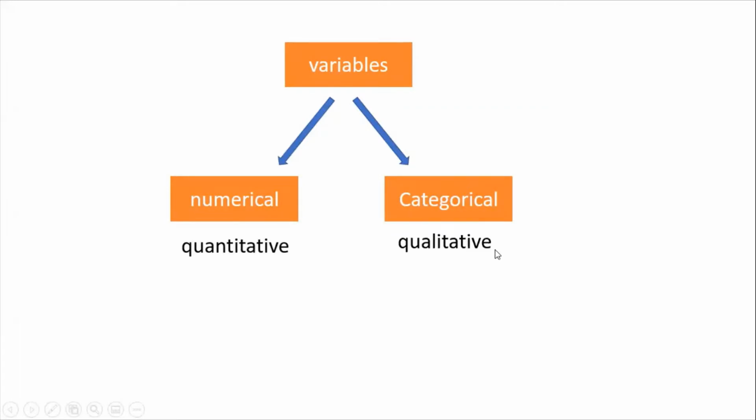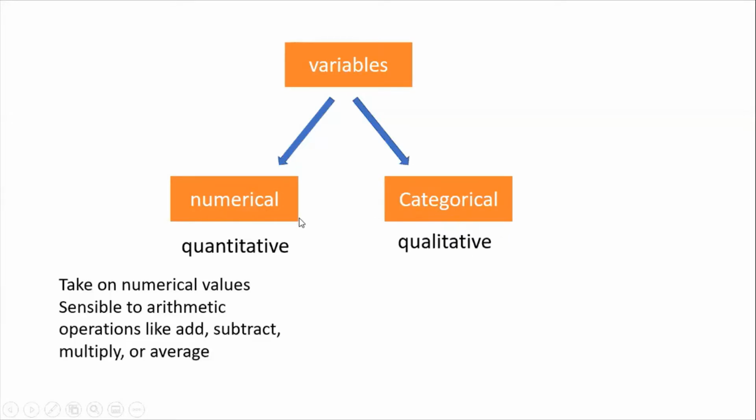For numerical, sometimes we use the term quantitative. Sometimes for categorical, we use qualitative. But it is somewhat confusing, right? Because in research, we also have quantitative methods and qualitative methods, which is quite different in this case. Okay, so that's why we will use numerical versus categorical.